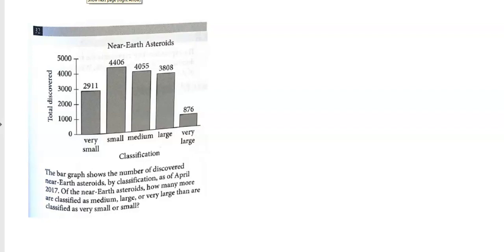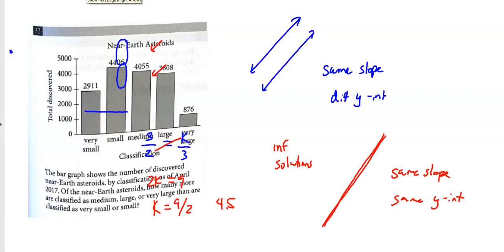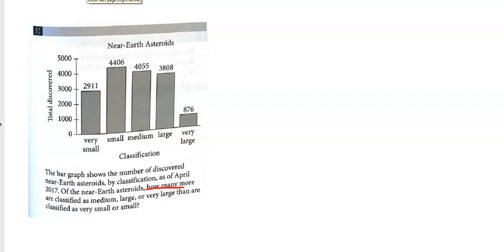All right, number 32. Looks like we have a reading data chart here. Bar graph shows the number of discovered near-Earth asteroids as of April 17. How many more? All right, so be careful right there. That could trip people up. How many more? So that means I'm going to be doing some subtraction. Near-Earth asteroids are classified as medium, large, or very large. So this is one group. Then others are classified as very small or small. So it's like we have a blue group and a black group.